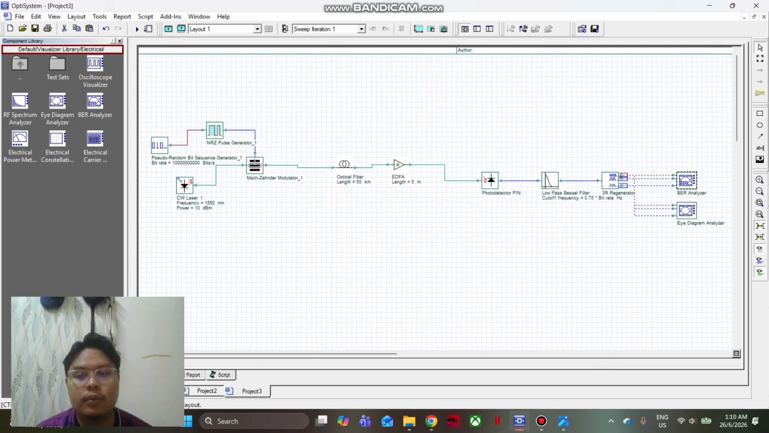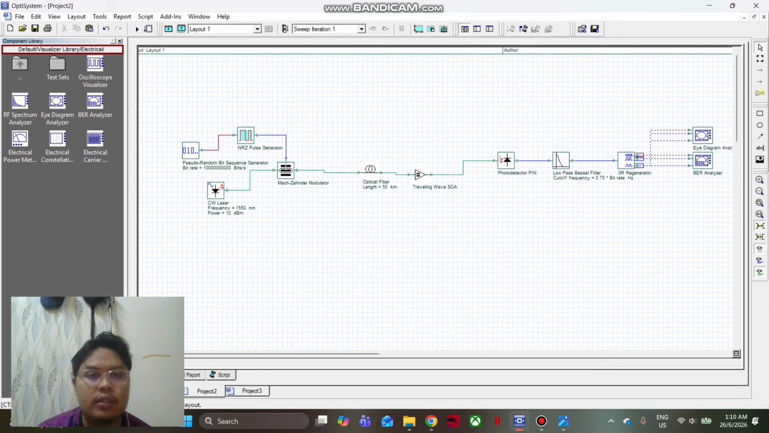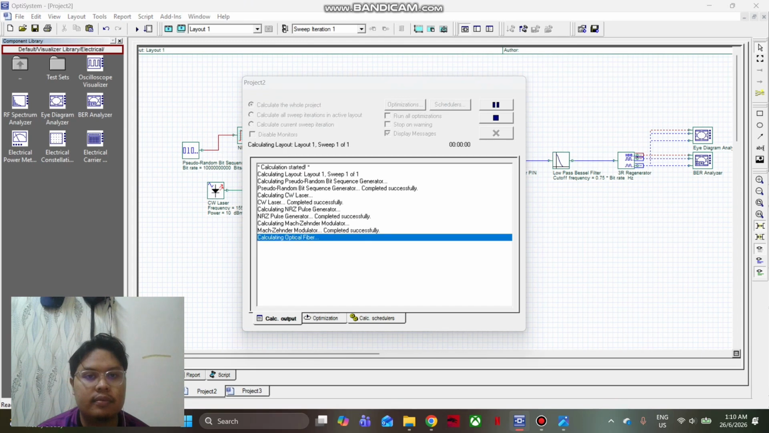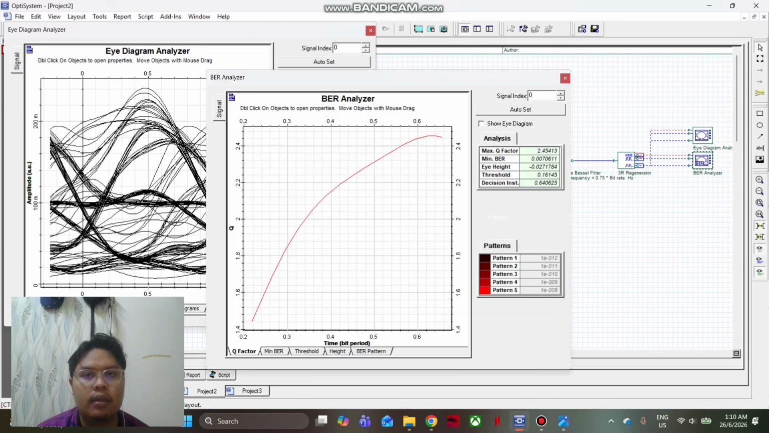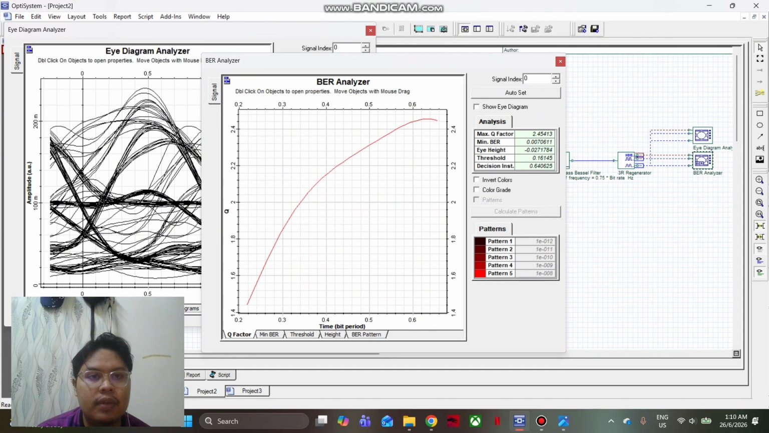Okay, next, let's go to the circuit for SOA. The parameters are just the same. We just replace the EDFA with the SOA amplifier. Now we run. Okay, we can see the max Q factor 2.4541 and minimum BER 0.0070611.